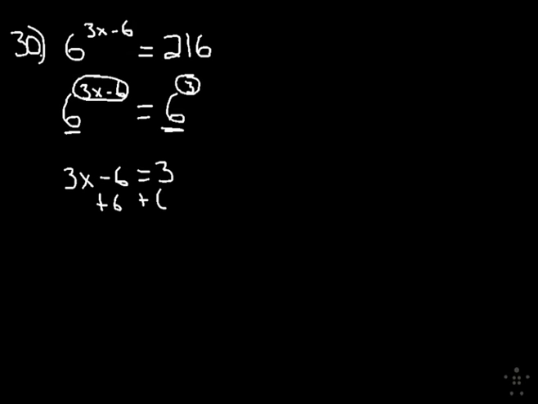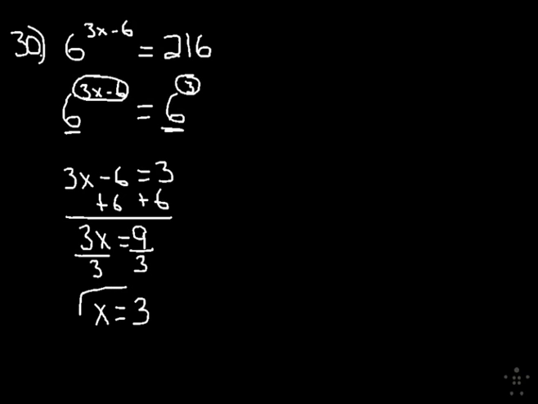So add 6 to both sides. So 3x is equal to 9, and then divide by 3, and x is equal to 3. And if you plugged it in, 3 times 3 is 9, and 9 minus 6 is 3, so 6 to the third power is equal to 216.